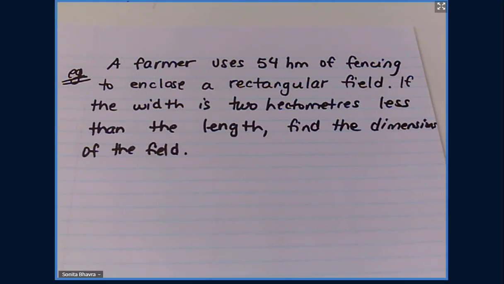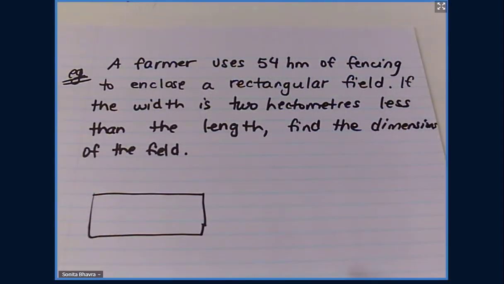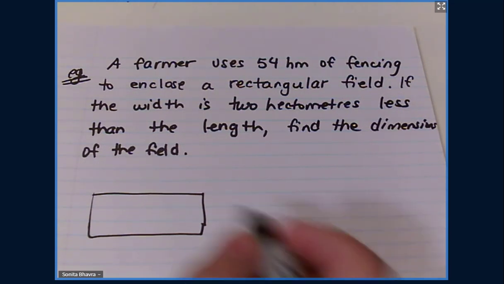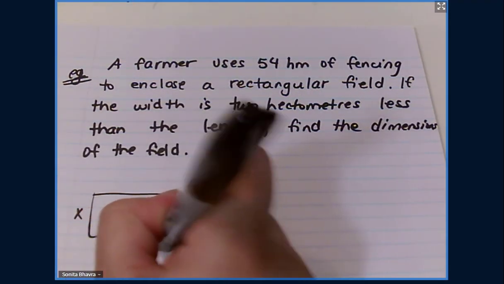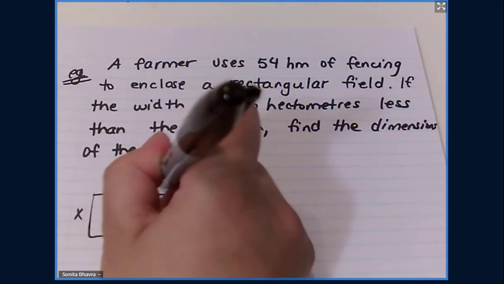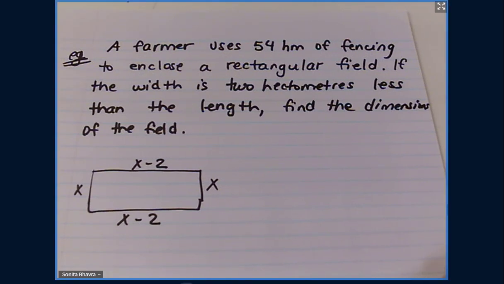Okay, so our next example: a farmer uses 54 hectometers of fencing to enclose a rectangular field. If the width is 2 hectometers less than the length, find the dimensions of the field. So it's rectangular, and we know that the width is 2 hectometers less than the length. So let's call the length x. And then the width is 2 hectometers less than the length, so x minus 2.